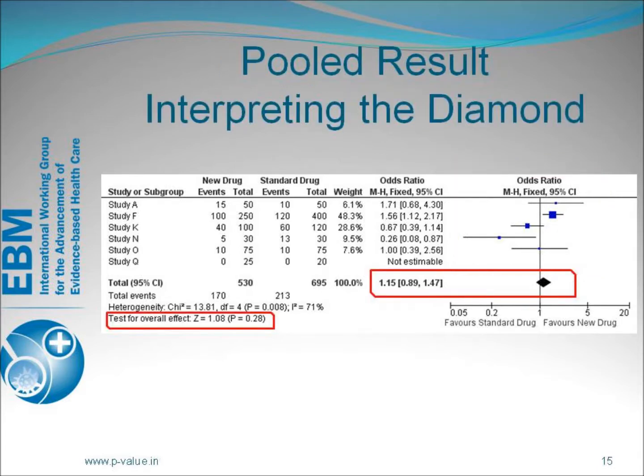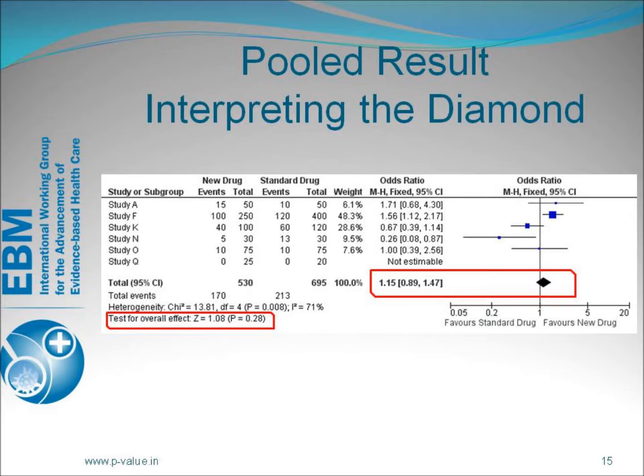The diamond in the meta-analysis is the most important as it represents the point estimate and the confidence interval of the pooled results. In the above example, the pooled odds ratio estimate is at 1.15 with a confidence interval of 0.89 to 1.47. Since the diamond crosses the line of no effect, it can be said that though the meta-analysis results favor the new drug, the estimate is statistically not significant.